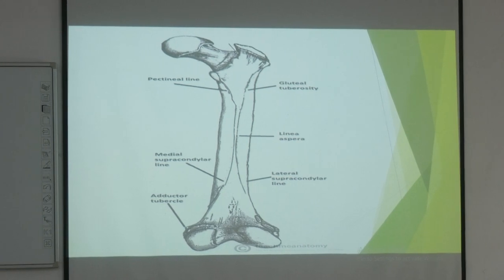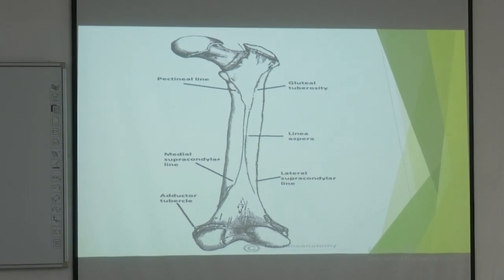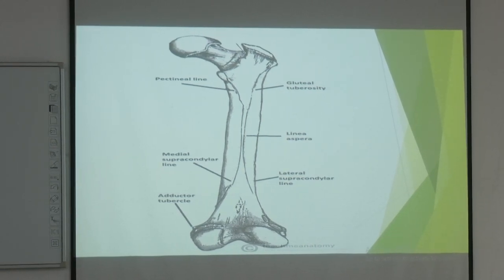So linea aspera is your exam question. We are going to ask you about that particular linea aspera, identify it. That's the basic thing, one mark. So you earn that one mark if you answer that as linea aspera, okay? Which is the posterior border.